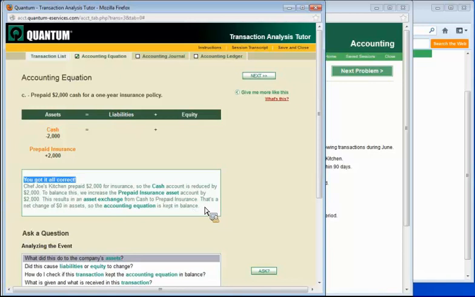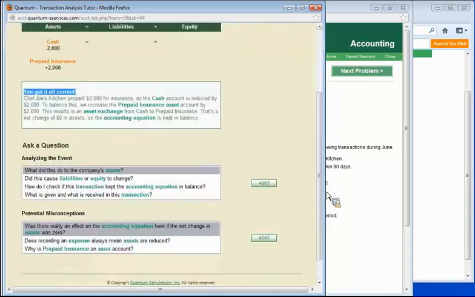So that's one thing that we can use within the software, checking work. And students really like that ability. They like to get that feedback. Another thing we can do is ask questions either before, during, or after entering in work. And you'll see down here that we have some questions around analyzing the event and potential misconceptions. I don't have to ask questions, but they're there for me if I want them.